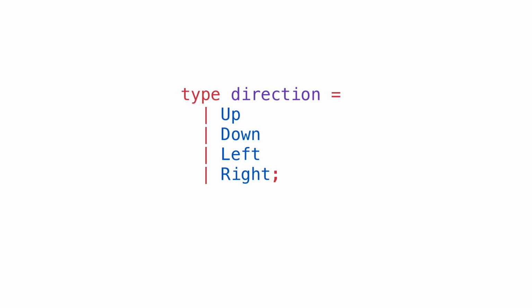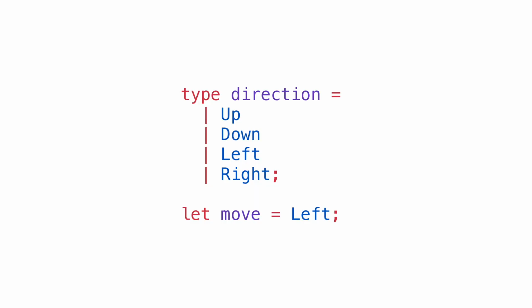Next data structure, variants. This is something you probably have not seen if you only use JavaScript, so you're probably not familiar with this. The closest thing you might have heard of is enums. So let's say we have a type direction, and this describes a data structure which can be either this or that or that, and you can have as many options as you want. Here it's up, down, left, right. And then you can simply assign one of these values or bind it to a name, in this case move, like move left.